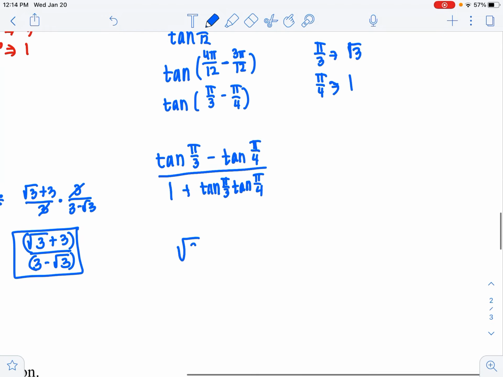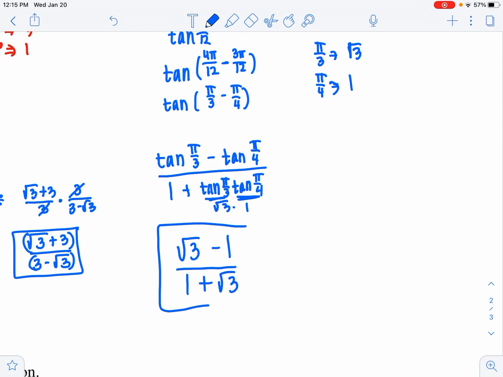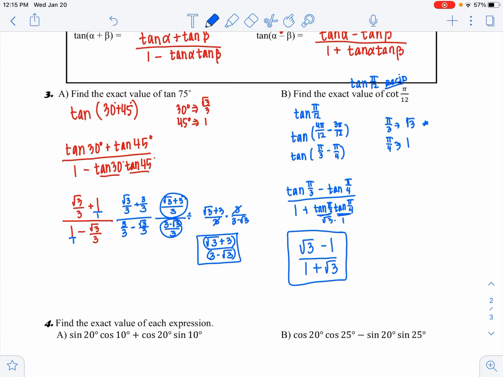Okay, so now I'm going to replace tangent of pi over 3 with root 3, minus tangent of pi over 4, 1, over 1 plus tangent of pi over 3 times tangent of pi over 4. I do that in my head because it's root 3 times 1, which is just root 3. This has no fractions in it. It's done. Moral of the story, try to get 60-degree reference angles.